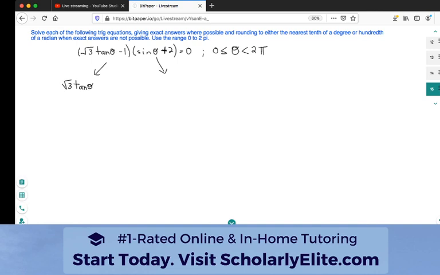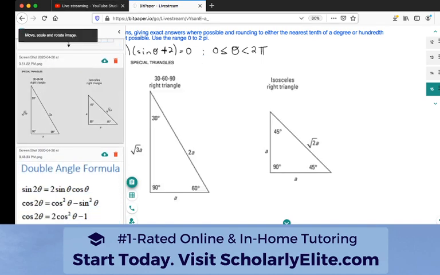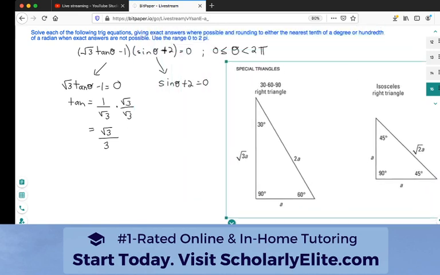So we have root 3 tan theta minus 1 equals zero and sine theta plus 2 equals zero. And let's break them down piece by piece. So in this one, we're just going to algebraically solve for tan, which makes this 1 over root 3, and I'm going to rationalize that, so it's actually going to be times root 3 over root 3, and that's just going to end up being root 3 over 3. And if we were to solve for this using our triangles, we can totally do that. Let me just pull up a triangle here. So just because I rationalize the answer doesn't mean that I would use the rational version to solve for what I'm looking at, if that makes sense.